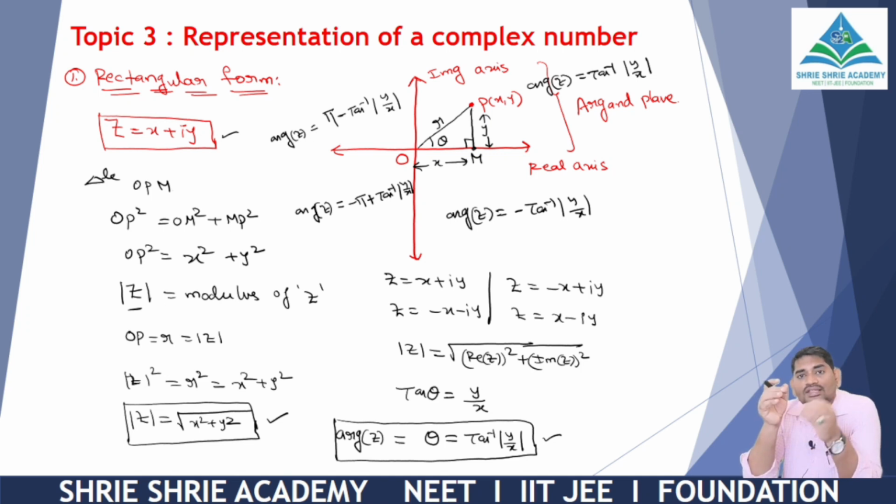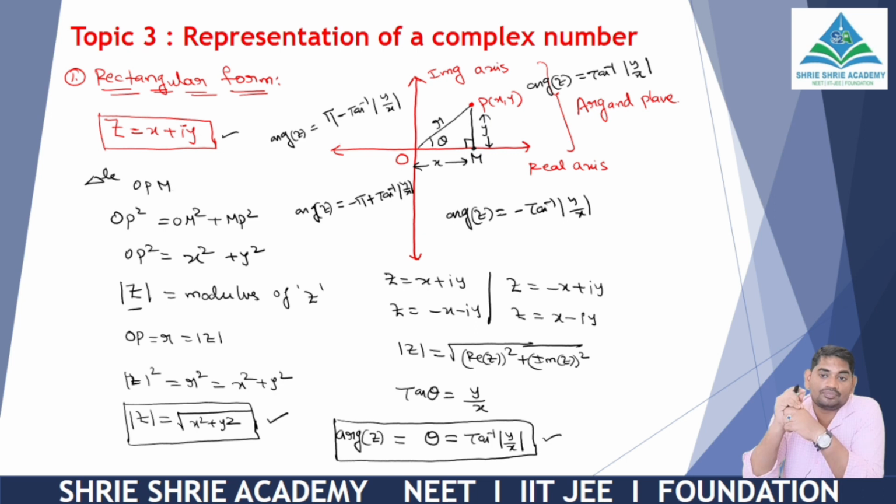Suppose the point P lies in the second quadrant, now there is a change in the angle, so obviously there is a change in the argument. If the point P lies in the first quadrant, the argument of z is equal to tan inverse of mod y by x. If P lies in the second quadrant, the argument of z is equal to pi minus tan inverse of mod y by x. If the point P lies in the third quadrant, the argument of z is equal to minus pi plus tan inverse of mod y by x. If the point P lies in the fourth quadrant, the argument of z is equal to minus tan inverse of mod y by x.